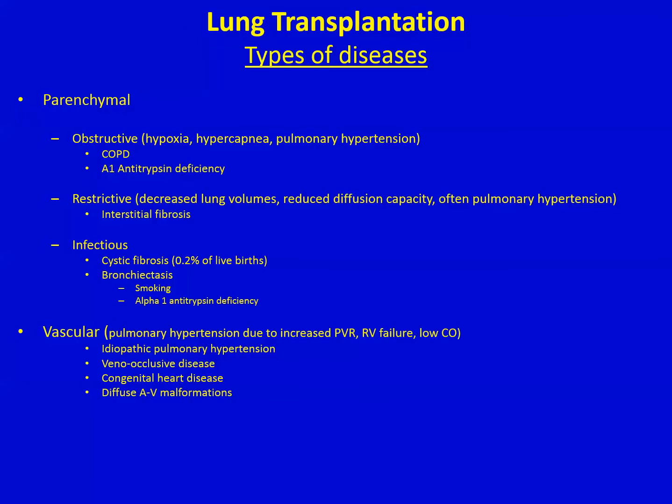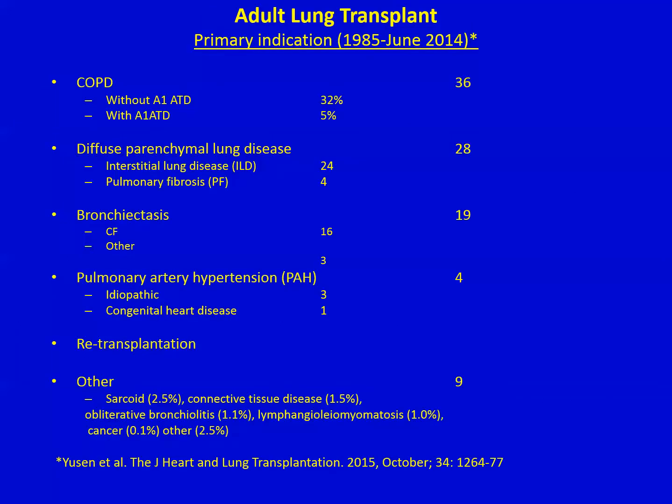There are four classic types of diseases for which lung transplants are done. These are divided into parenchymal versus vascular. The parenchymal includes obstructive disease, restrictive disease, and infectious disease, the latter mainly being cystic fibrosis. And the other category is vascular, which is mainly idiopathic pulmonary hypertension, but also left over from congenital heart disease.